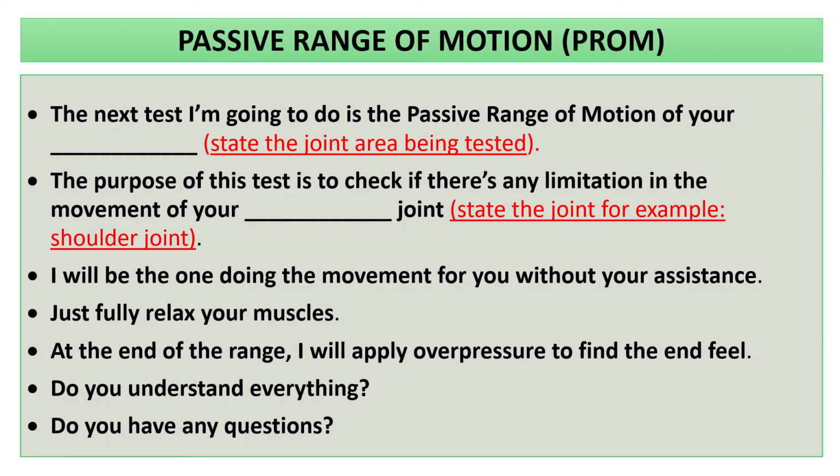The next test I'm going to do is the passive range of motion of your blank joint. State the joint area being tested. The purpose of this test is to check if there's any limitation in the movement of your blank joint. State the joint, for example, shoulder joint.